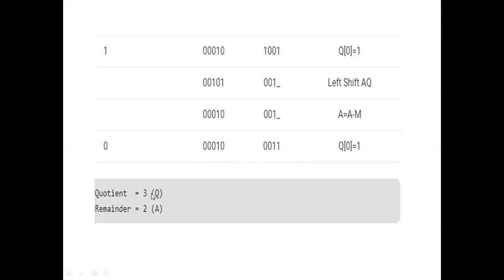So the quotient is 3, and what is the remainder that is stored in A? That is 0 0 0 1 0, that is 2. So the basic answer of the division 11 divided by 3 is: quotient is 3 and remainder is 2.